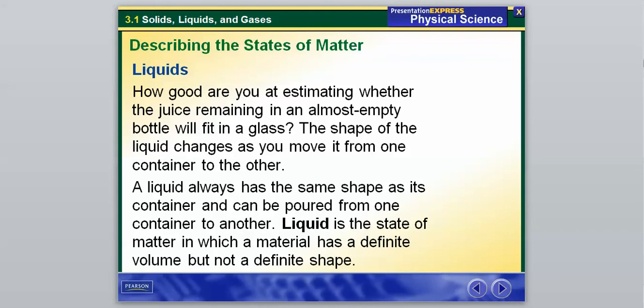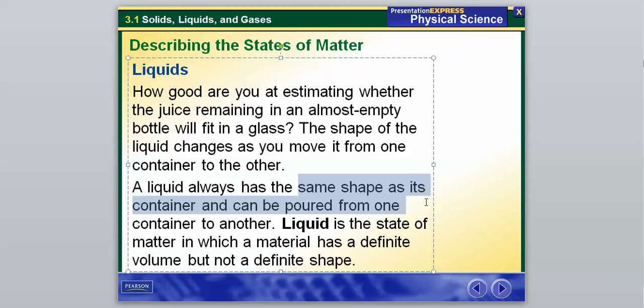And then a liquid. Again, they always give us a little example. It says, how good are you at estimating whether the juice remaining in an almost empty bottle will fit in a glass? A good way could be because the shape of the liquid changes as you move it from one container to another. That might make it a little more difficult to tell if it's going to fit in the glass that you have, because it'll take the form of whatever it is. So a characteristic of a liquid is it always has the same shape as the container that it's in. That's a big thing for a liquid, and it can be poured from one container to another.